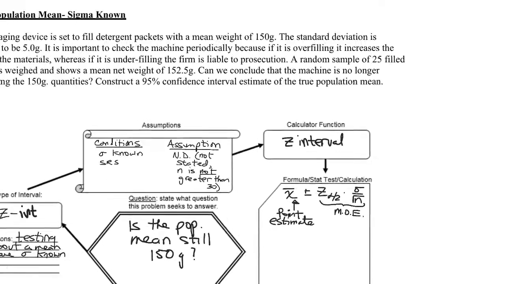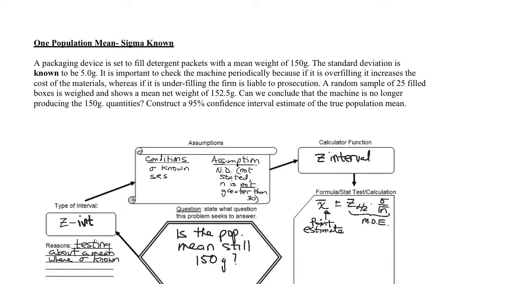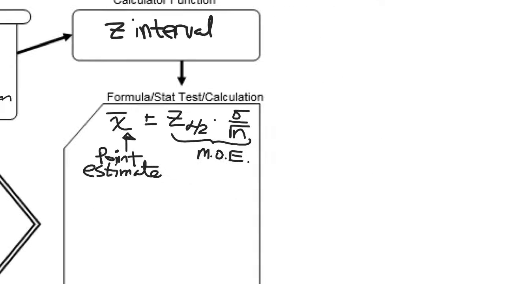It's been a while. All right, so we want to see if 150 is going to be reasonably contained within our confidence interval. So we have 152.5 and 5 along with 25 for our n value. All right, so I'm going to jot those values off on the side here just so I don't have to continue going back and forth.